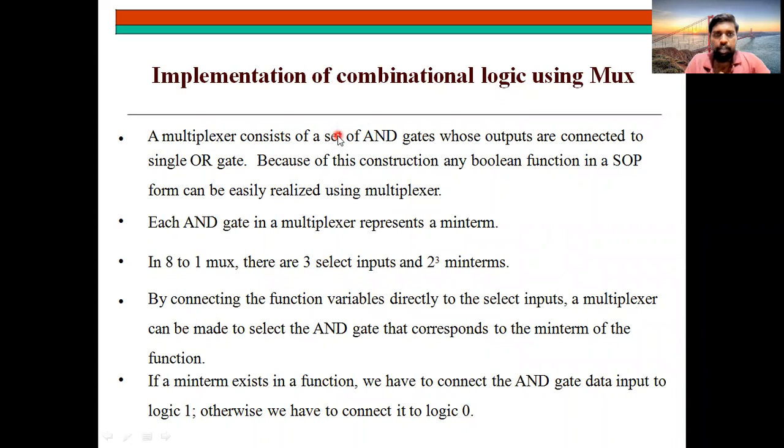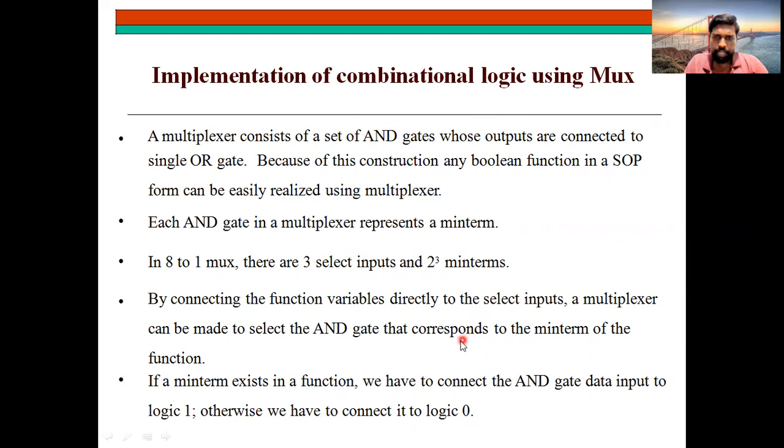There is a topic called implementation of combinational logic using MUX. So what is MUX? The shortest form of multiplexer is called MUX. Please don't confuse: multiplexer can be called MUX also. So how to realize these logic functions using the MUX? Let us see an example.